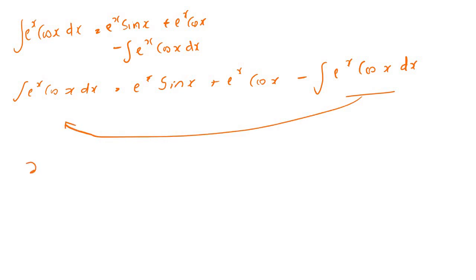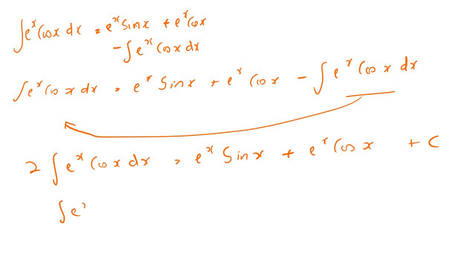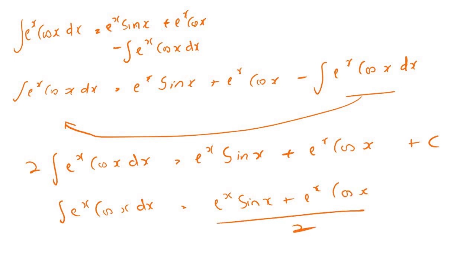So we have 2 integral e to the power x cos x dx is equal to e to the power x sine x plus e to the power x cos x plus c. So we can bring the 2 to the other side, divide the entire equation by 2, then we get integral e to the power x cos x dx is equal to e to the power x sine x plus e to the power x cos x divided by 2 plus c.